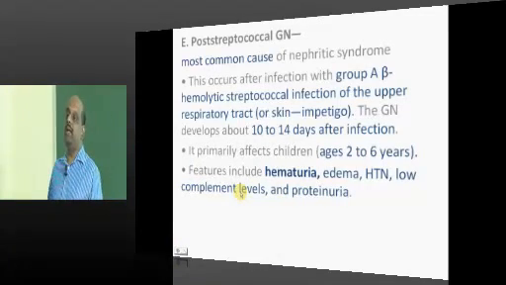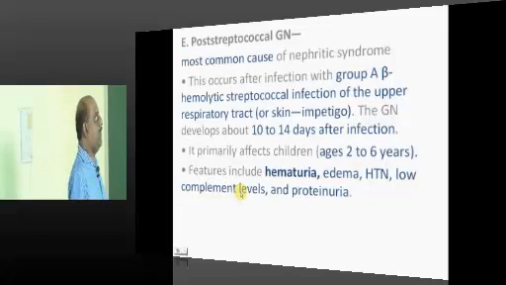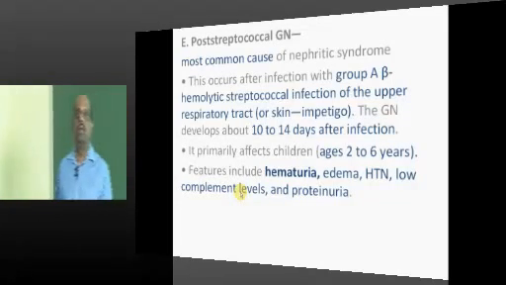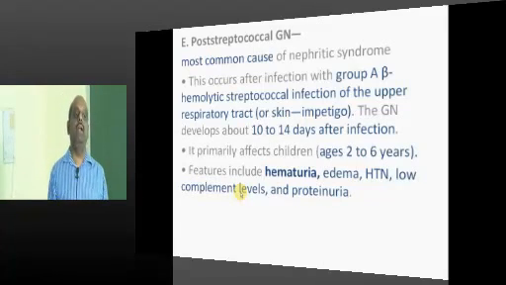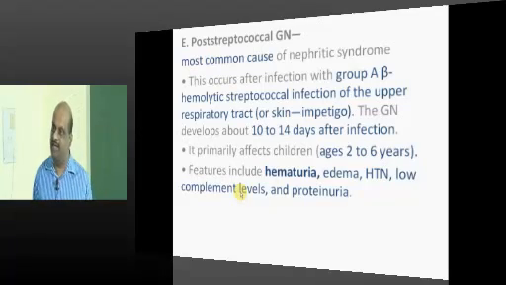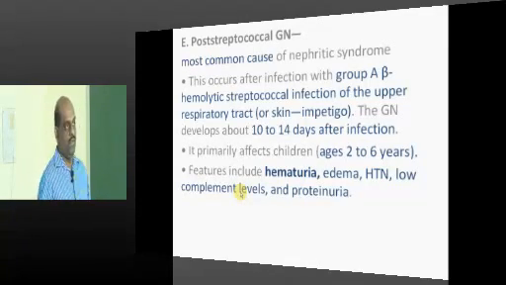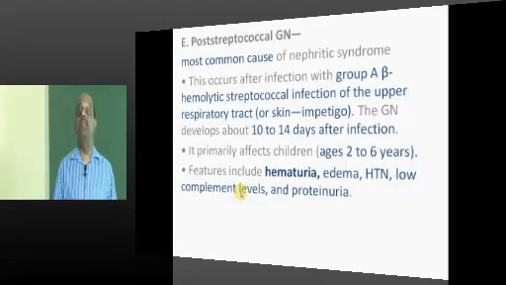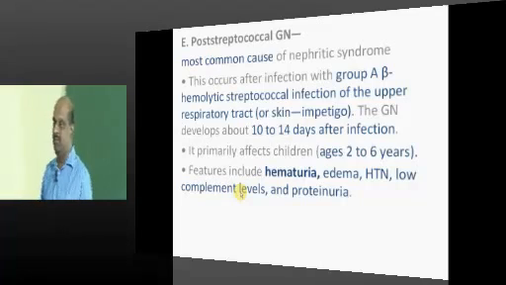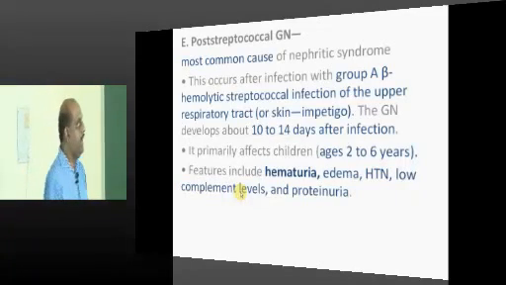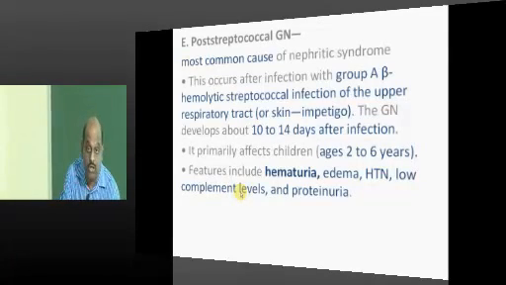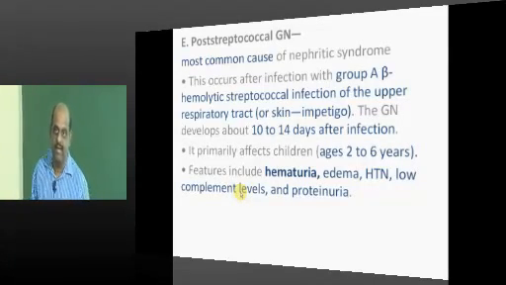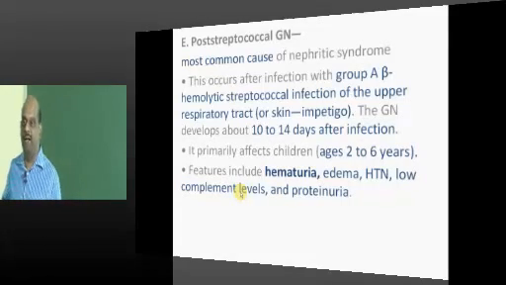Then the next important entity is post-streptococcal glomerulonephritis. If I ask you a question, what is the most common cause of the nephritic kind of a syndromic presentation? It is PSGN which is responsible. It is group A beta hemolytic streptococci infecting the upper respiratory tract, pharyngitis. Similarly, the group A beta hemolytic streptococci can also cause impetigo of the skin. Even that can lead to glomerulonephritis.